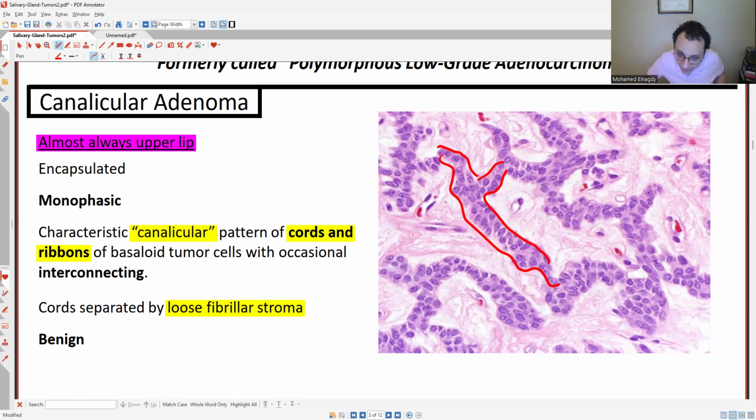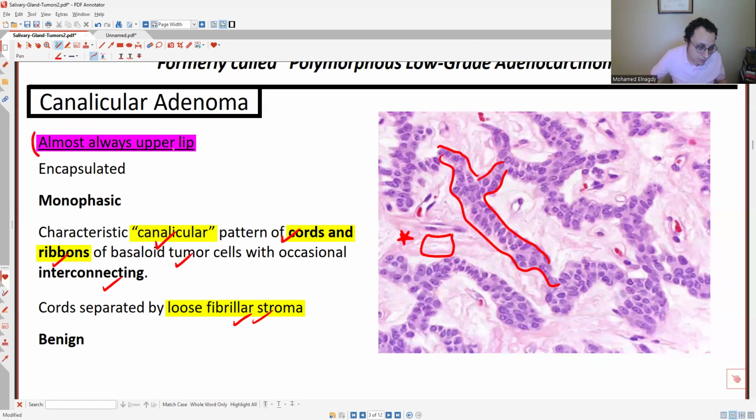Okay, and the key that makes you confirm your diagnosis is the stroma. The stroma surrounding these canals of blue cells is always loose fibrillar stroma. You see fibrils. Can you see these fibrils in the stroma? So it's loose fibrillary stroma. So you see the anastomosing canals of blue cells with loose fibrillary stroma in between: canalicular patterns, cords and ribbons of interconnecting basaloid tumor cells with loose fibrous stroma in between.